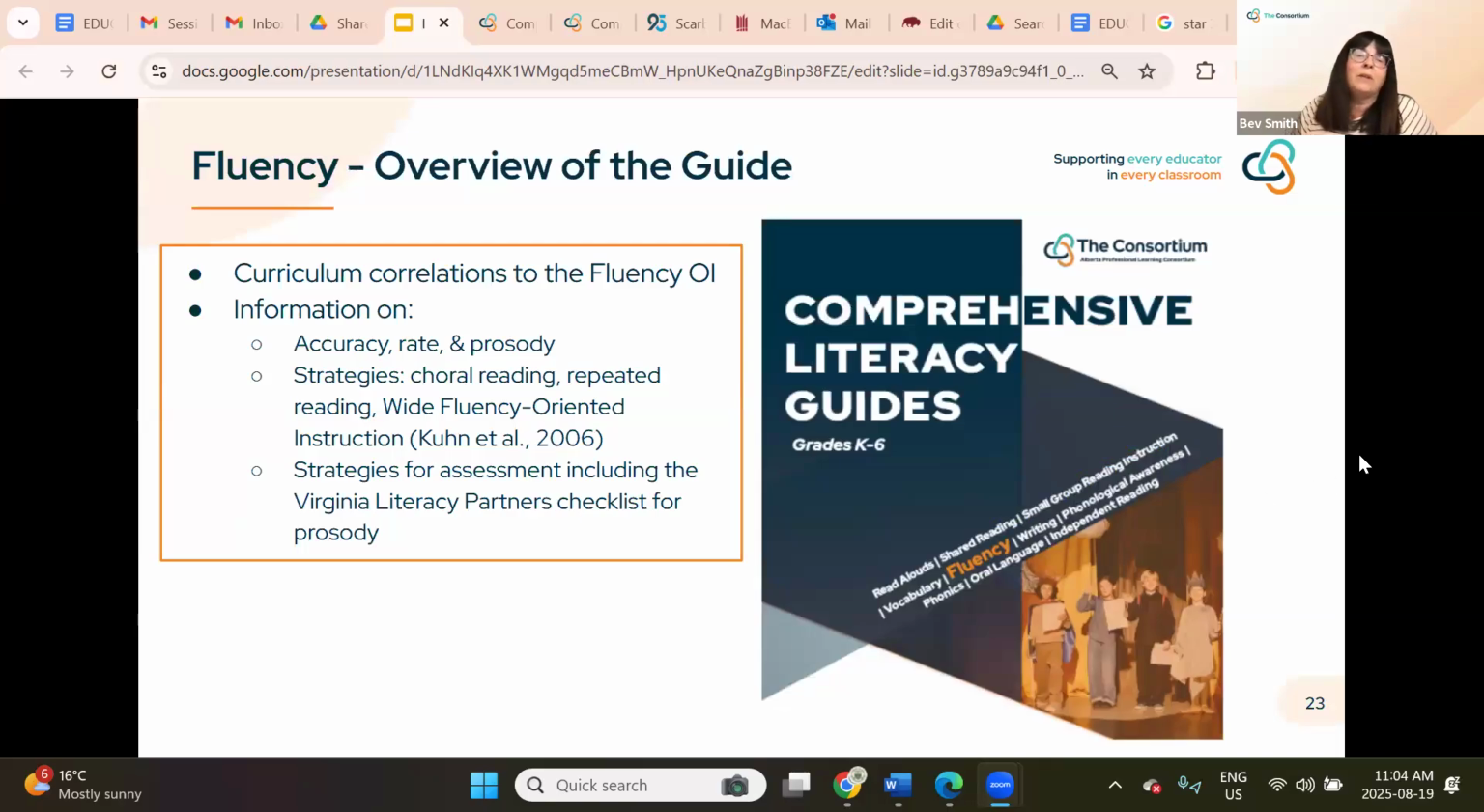The next guide I'm going to talk about is our fluency guide. Again, you'll find the correlations to the fluency organizing idea. You're also going to find information about accuracy, rate, and prosody. You'll find strategies, including choral reading, repeated reading, and the wide fluency-oriented instruction developed by Kuhn. You're also going to learn about strategies for assessment, and included within the guide, there is a link to the Virginia Literacy Partners checklist for prosody, because prosody can be kind of a challenge for us to assess.